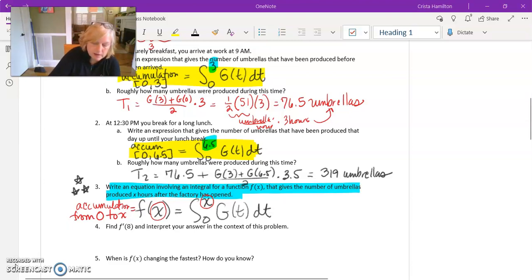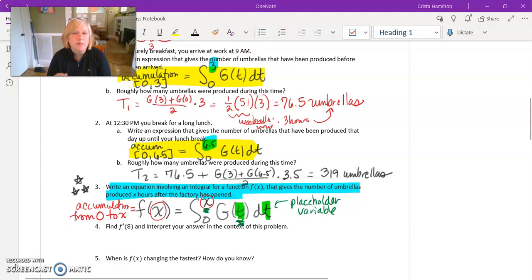The variable that is located inside of the integral right here is what we call a placeholder variable. It's just holding the place for the actual input to the function, which is going to be the upper bound. So I'm going to remind you that that's a placeholder variable. The variable that's here and the variable that's there cannot be the same variable. They have to be different variables because one represents your input to the accumulation function, the upper bound, whereas the other one is just a placeholder for the rate function that you're looking at.